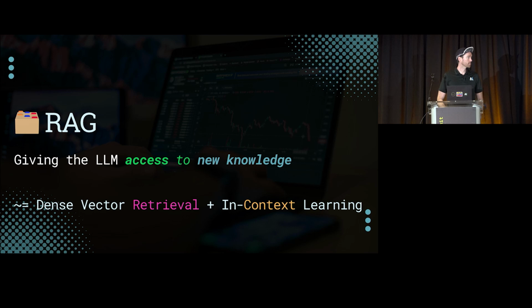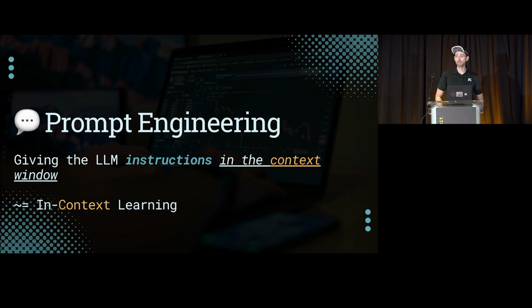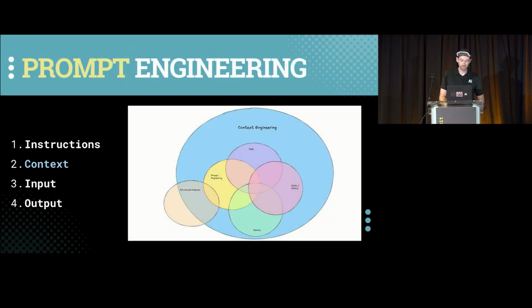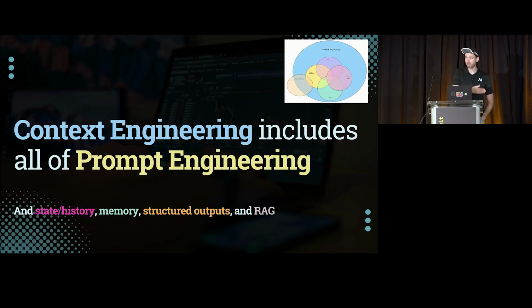RAG was giving the LLM access to new knowledge. That's dense vector retrieval or sparse or mixed or hybrid. And in-context learning. Prompt engineering itself is just in-context learning. It's providing the instruction. And of course, prompt engineering is dead. Long live prompt engineering. But it has been subsumed in some sense by context engineering.